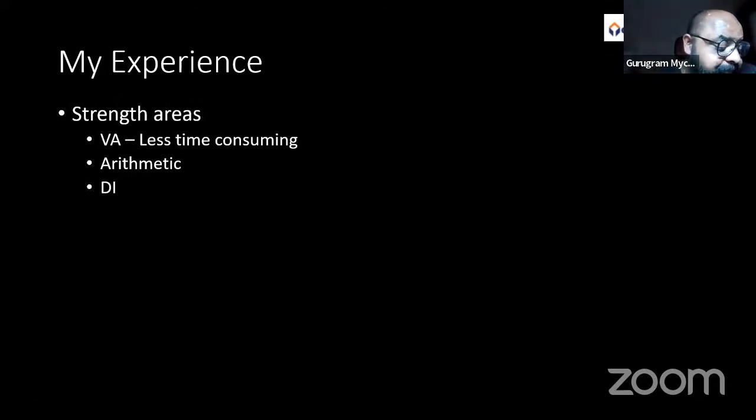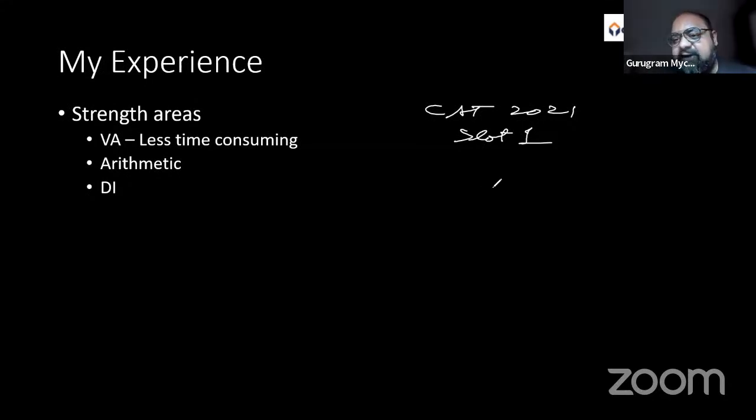Similarly, amongst LRDI, I used to prefer DI, for the simple reason that the answer will come. It might take time, but I will always get the answer. Even this year, in slot one, that is CAT 2021, I started with the paper. There was one question on logical reasoning. I'll come to section-wise suggestions later. But I started with the LRDI section. The first set that I had was a juice set.